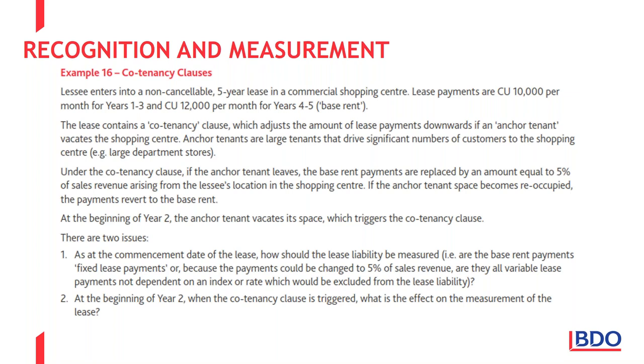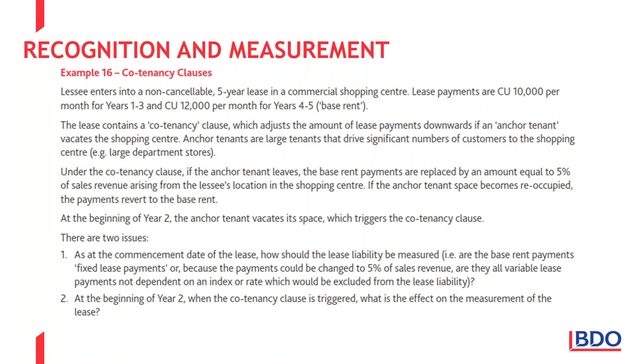So when the base rent payments are replaced by 5% of sales, it means at that stage it's completely variable. And therefore, if you take that into account, you won't have a right-of-use asset or lease liability. Now, at the beginning of year two, the anchor tenant vacates its space, which triggers this co-tenancy clause. And there are two issues now.